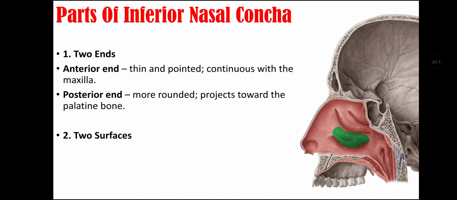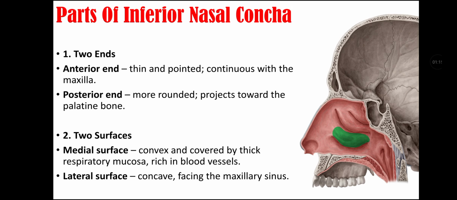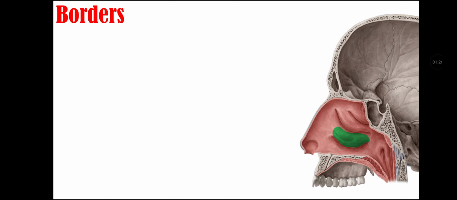Then there are two surfaces of inferior nasal concha. There are medial surface and lateral surface. Medial surface is convex and it is covered by thick respiratory mucosa that is rich in blood vessels, while lateral surface is concave and it faces the maxillary sinus.